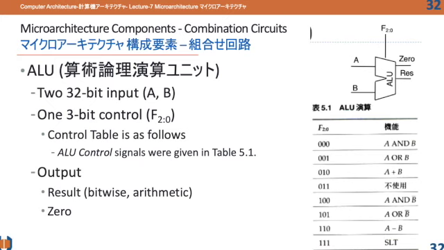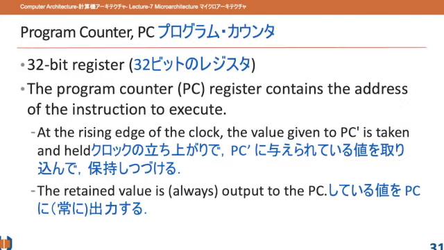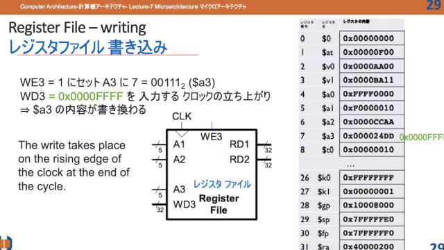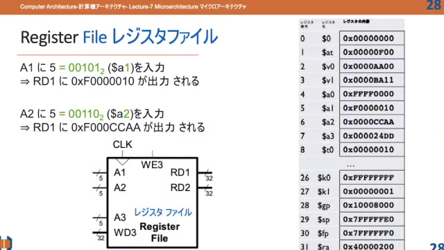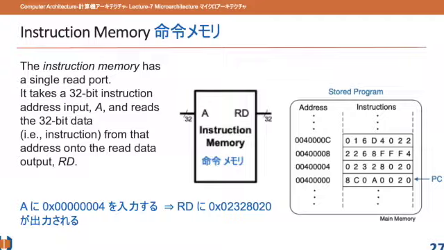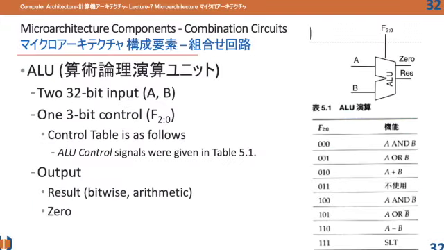Now move to the combinational part, okay? So the program counter, data memory, register file, and the instruction memory are the memory part. Now we move to the second part, the arithmetic logic unit, or the combinational circuit. The first one is the arithmetic logic unit.